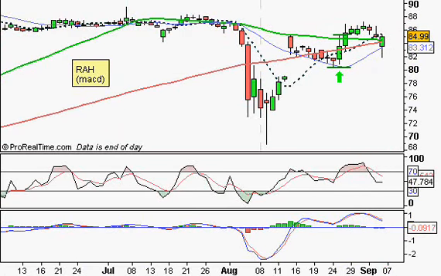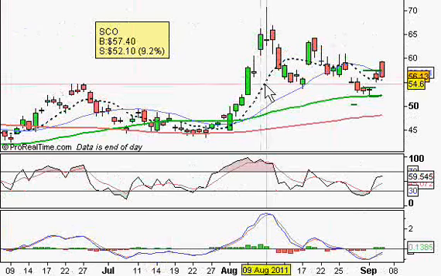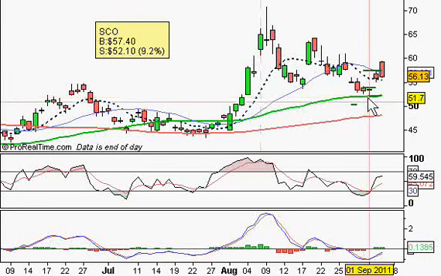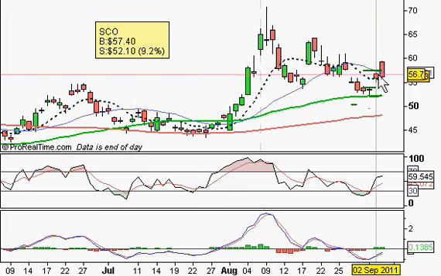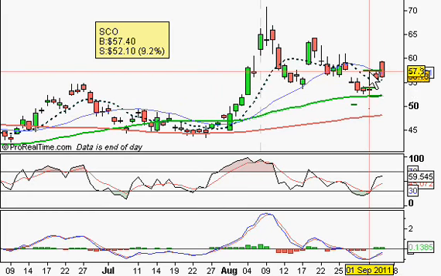And that's pretty much it. We have SCO. Almost forgot about that one here. And here we recommended getting in here, and it gapped up, entered, and there was still a chance still to get in here, which is where I got in.